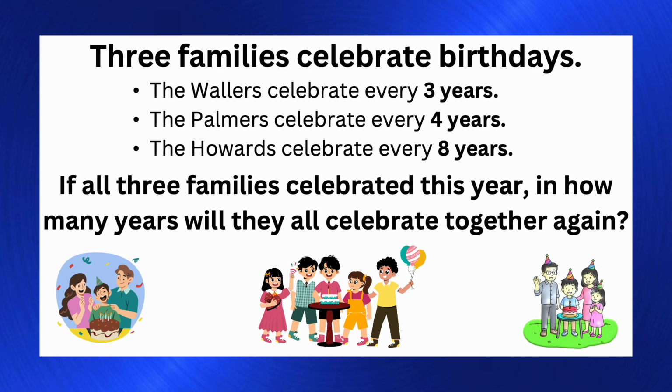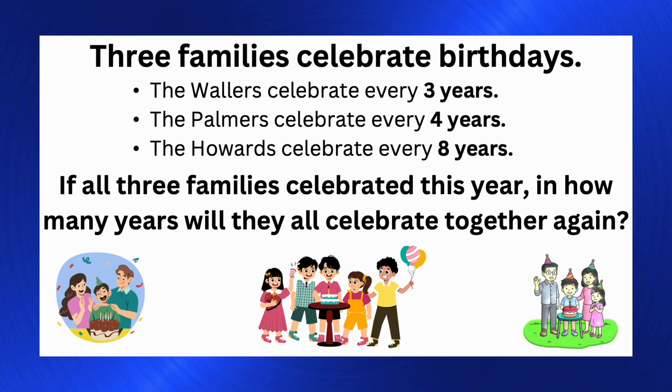When we have things that repeat on different schedules, like every 3 years, every 4 years, every 8 years, we want to know when they will all happen at the same time again. To figure that out, we look for a number that is a multiple of all three numbers. The least common multiple is the smallest number that all three can fit into evenly. That tells us the first time they will all line up together again.